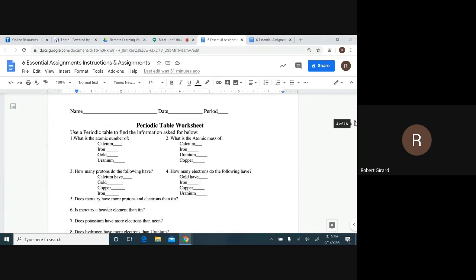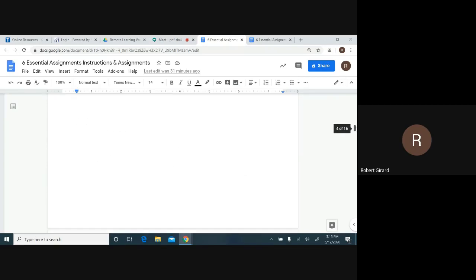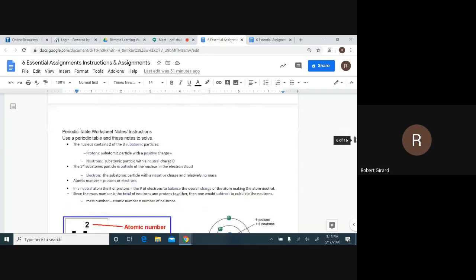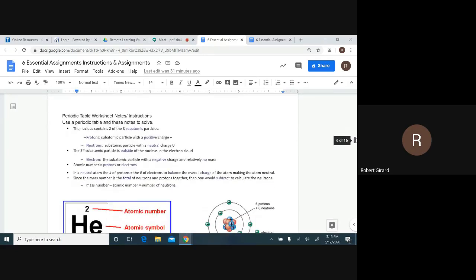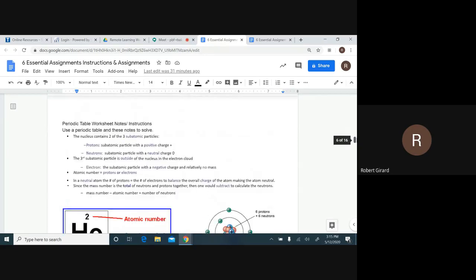The first assignment is a periodic table worksheet, which is just becoming familiar with the periodic table and how to use it. With each of these, you have the assignment followed up by instructions and some notes to help you out. These give you instructions such as this talks about 3 subatomic particles: protons, which are positive; neutrons, which are neutral; electrons, which have the negative charge.